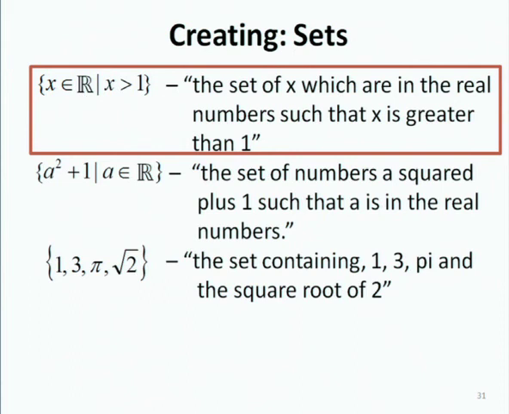And what we've given here is a rule for telling whether something's in the set or not. The number 5 is in that set because it's greater than 1. The number 0 is not in that set because it's less than 1.